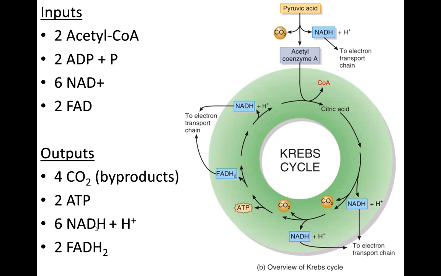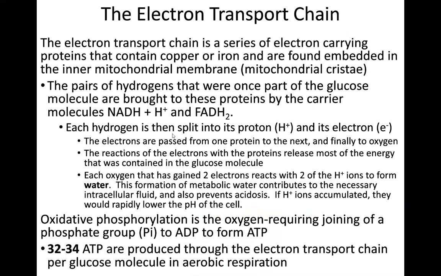And this is where the true energy is going to come in and pay off here in the electron transport chain. The electron transport chain is a series of electron carrying proteins. So it's literally a chain of proteins that carry electrons or transport them, hence the name, containing copper, iron, and are found embedded in the inner mitochondrial membrane, which is that folded structure called mitochondrial cristae.